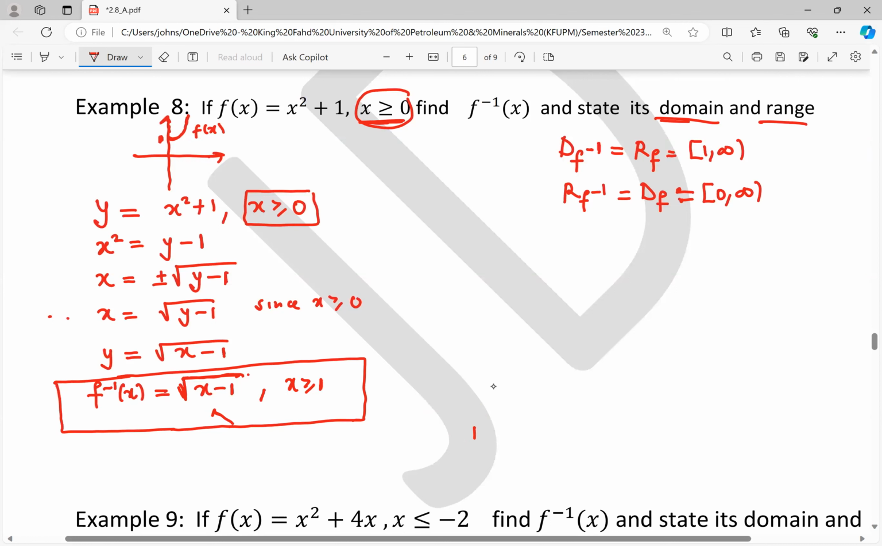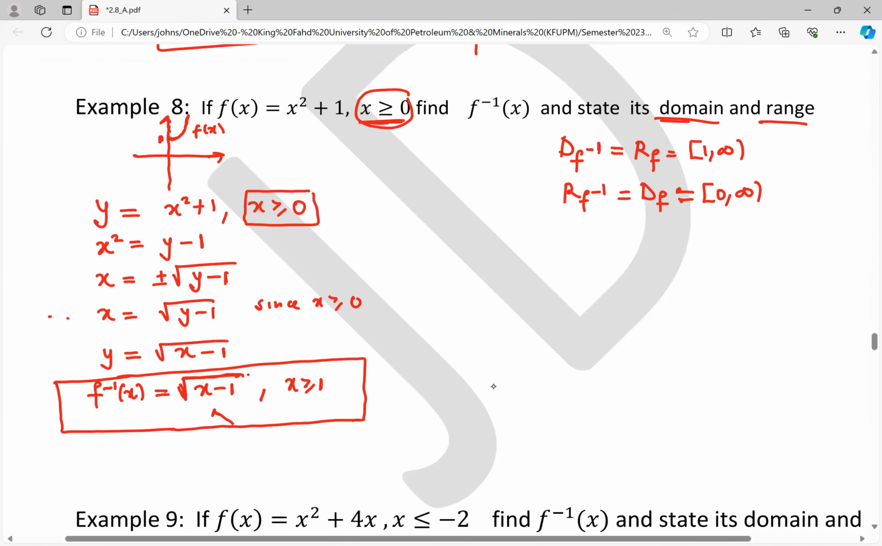Or you can actually use the fact from here. You can see already what is the domain of f inverse. The domain of f inverse is the range of f, which is 1 to infinity. So which is x greater than or equal to 1. So you can take it from here and just put it here. So this is the domain of f inverse. All right, so take notes. If you write just like this without the condition, your answer is incomplete.